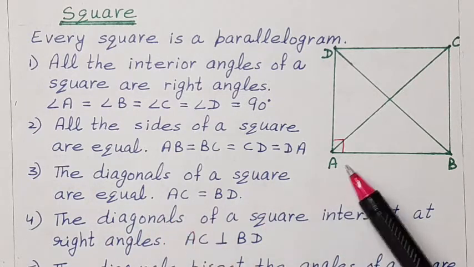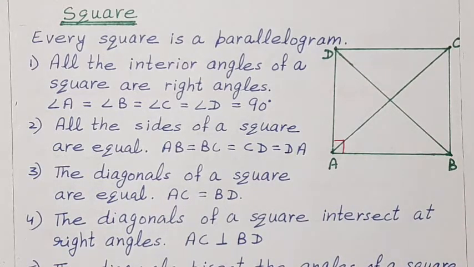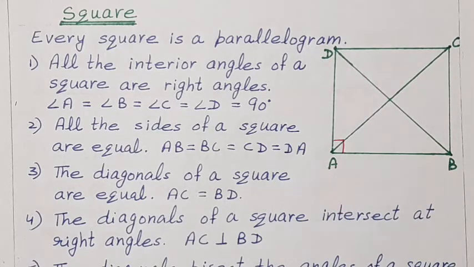Now the third property is, the diagonals of a square are equal. That is, AC is equal to BD. Children, in rectangle also the diagonals are equal. Clear? But in rhombus the diagonals are not equal.